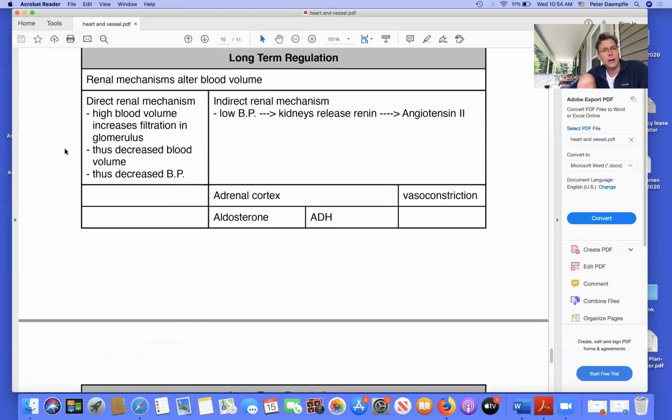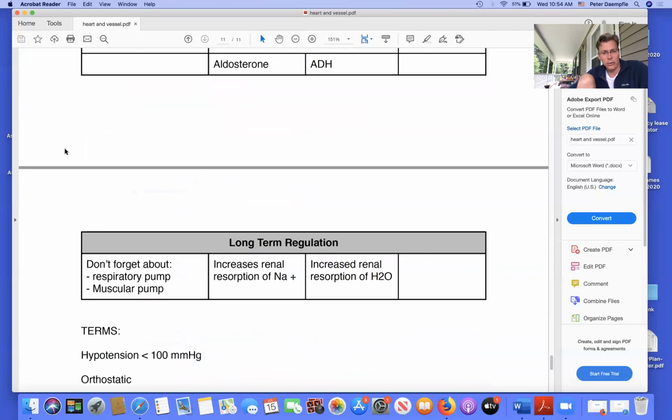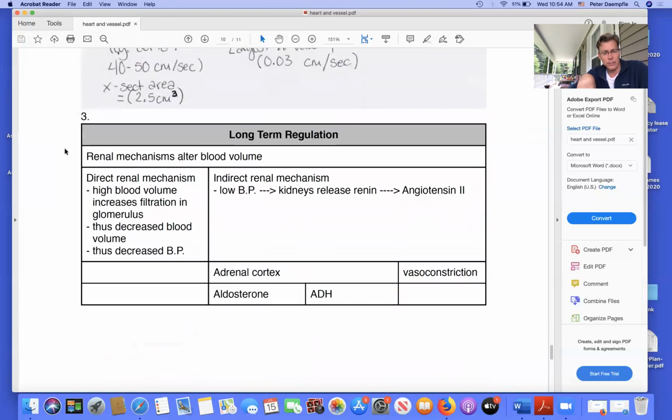So how do we regulate blood flow? Blood volume and blood pressure. There's something known as the direct renal mechanism and then the indirect renal mechanism. Let me go over that. Blood pressure is controlled by both mechanisms. Direct renal mechanism, let me tell you in simple language.